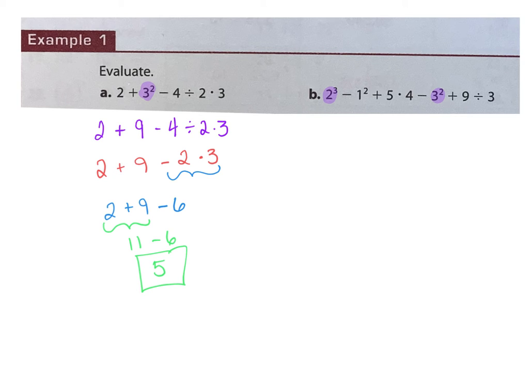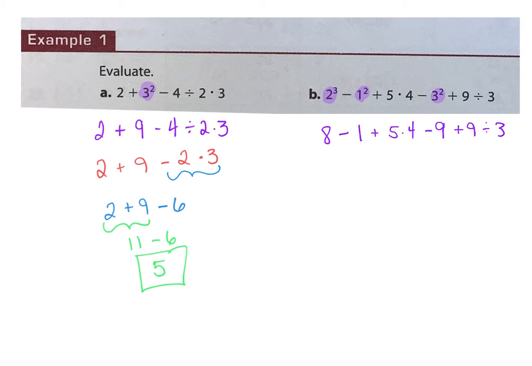2 times 2 times 2, which is what? 8. Yep, 8. I also have a 1 squared. 1 to any power is 1. I'm not going to do my multiplication there. 3 squared, 9, and then plus 9 divided by 3.